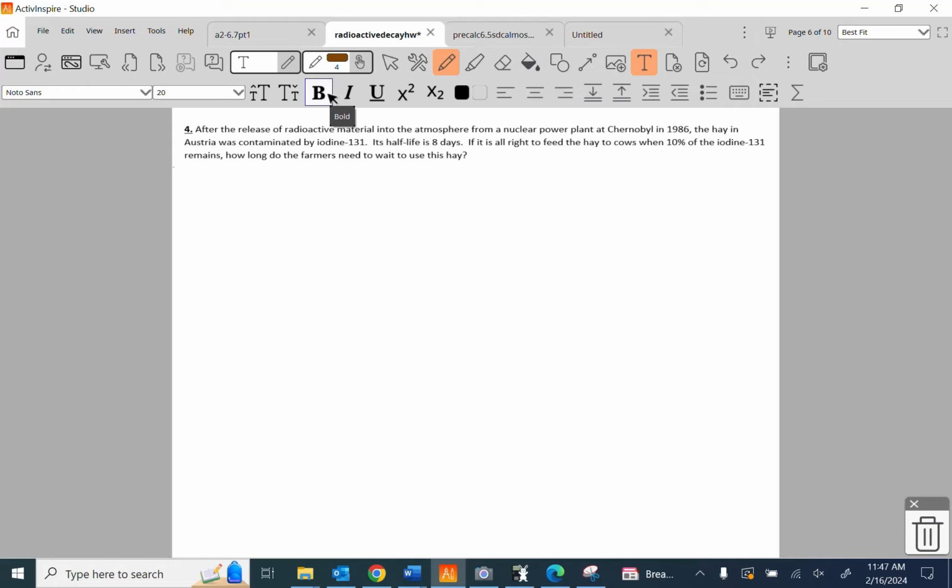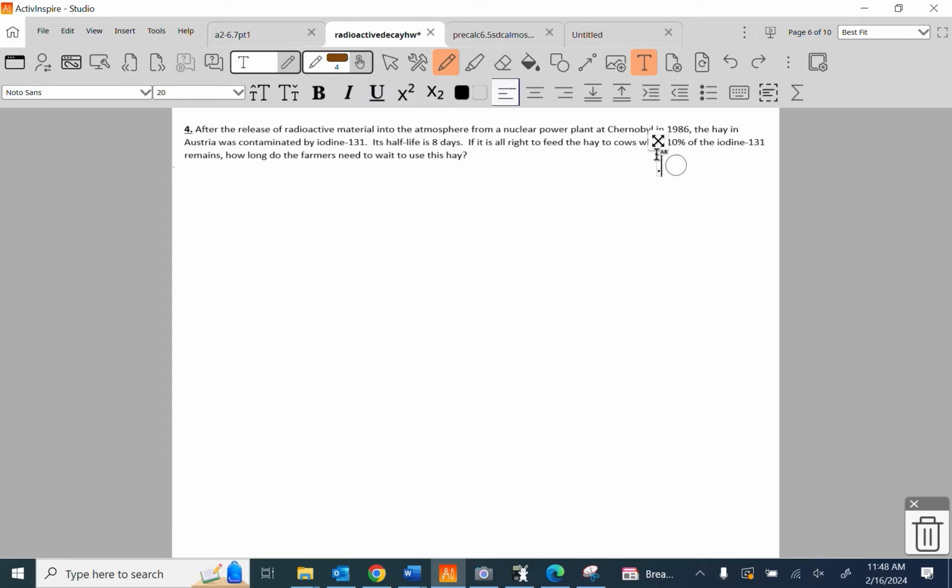So after the release of radioactive material in the atmosphere from a nuclear power plant at Chernobyl, the hay in Austria, which is several hundred miles west of Chernobyl, was contaminated by iodine-131. Its half-life is 8 days. If it is all right to feed the hay to cows when 10% of the iodine-131 remains, how long do the farmers need to wait to use this hay?